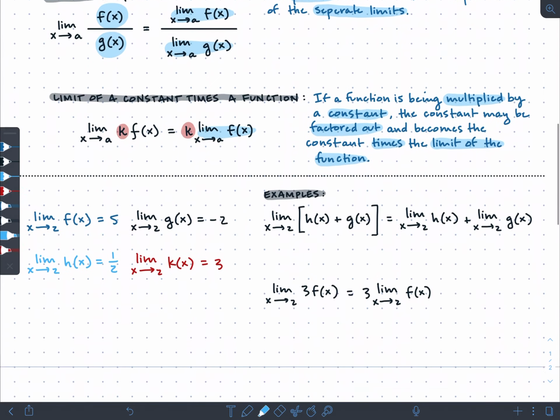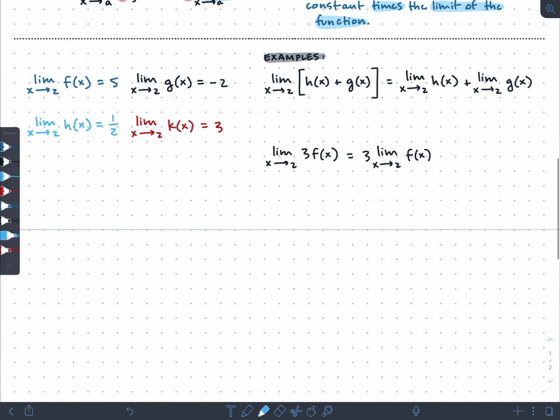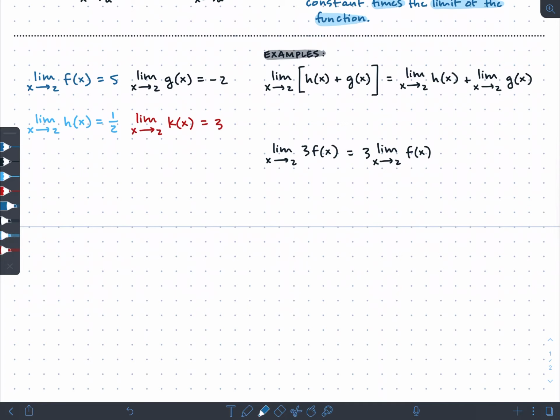So we're given some arbitrary functions, and this is what we mean by arbitrary functions. Like the limit of f of x is 5, or the limit of g of x as x approaches 2 is negative 2. As x approaches 2 of h of x, the limit is 1/2, and then for k of x, the limit is 3. So these are just arbitrary values.